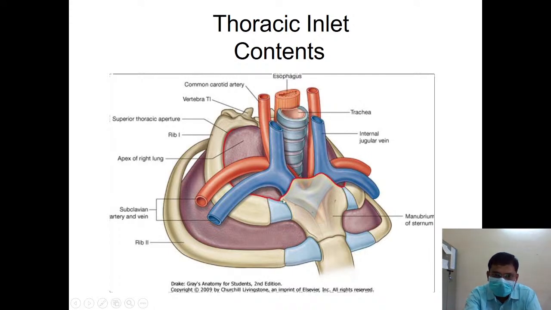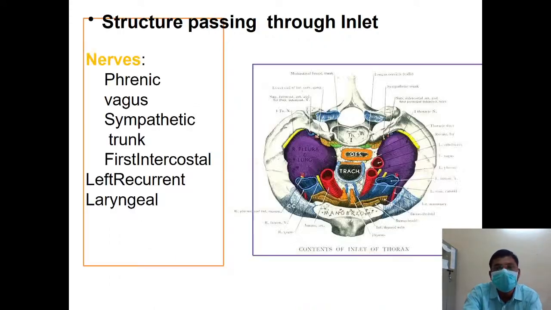And see how the inlet of thorax is bounded on the lateral sides by the first rib along with its first costal cartilage, and also anteriorly by the manubrium sterni, and posteriorly by the first thoracic vertebra. These are all the details of the inlet of thorax.